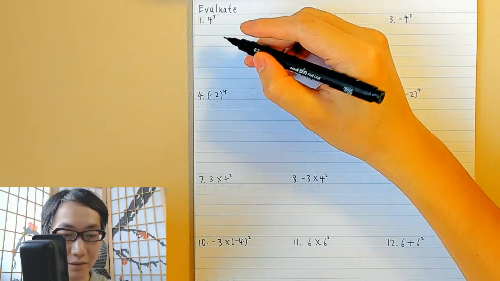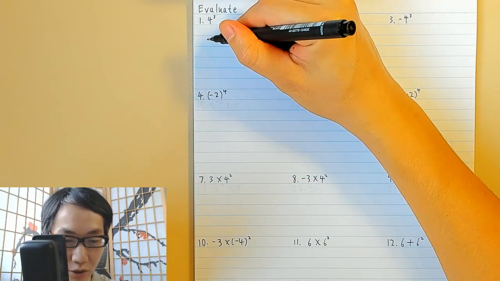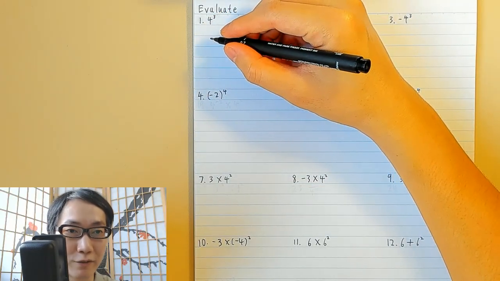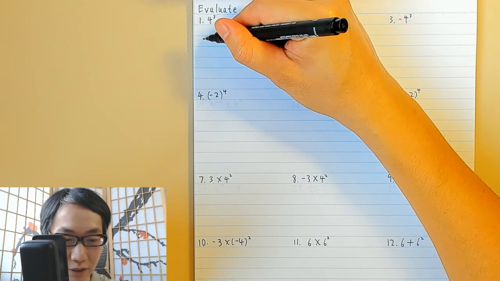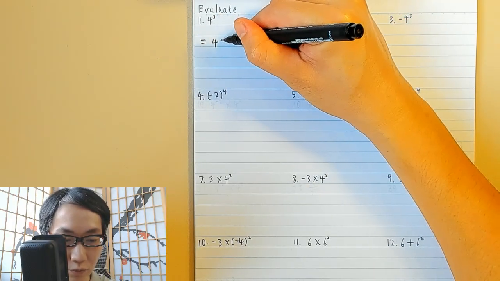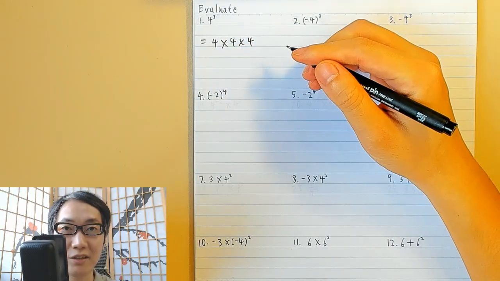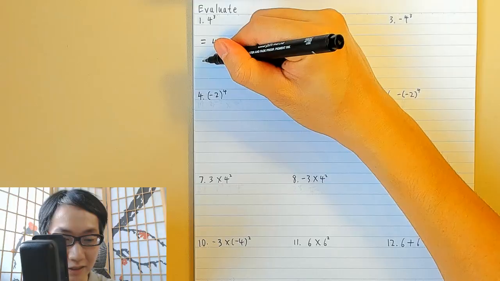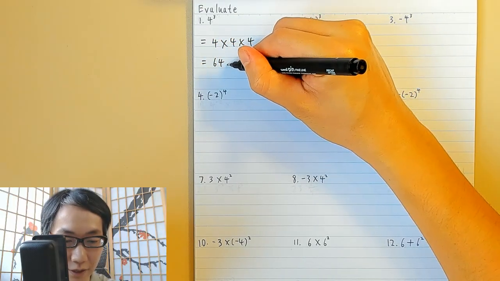So evaluate 4 to the power of 3. We can break this down or use a calculator. However, for practice, let's not use a calculator. So we have 4 times 4 times 4. 16 times 4 will be 64.